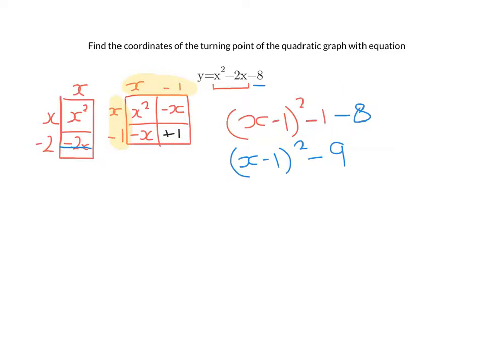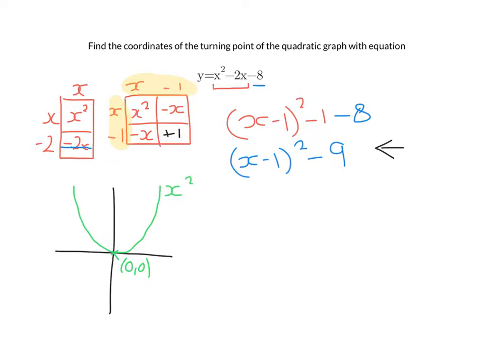Now why have I just done that? Well, it's because I can now use transformation of graphs. So we can see that this equation here is something to do with x squared. So let's just draw x squared to start with. So x squared would look something like that, and we should know that, going through 0, 0.